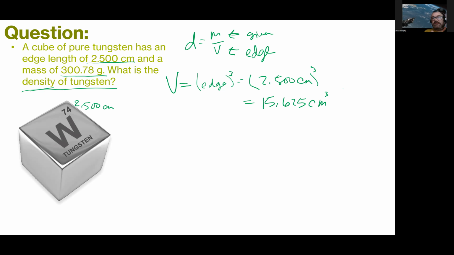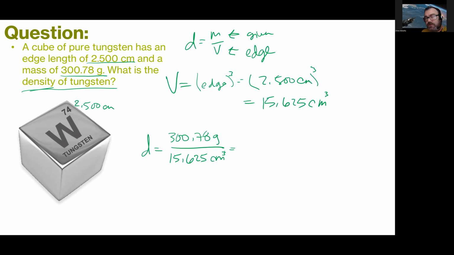We were given the mass, we've just found the volume, so we can get the density. Our density equals mass over volume. The mass we were given was 300.78 grams. The volume we just figured out is 15.625 centimeters cubed. So we're going to divide this. Notice none of these units are going to cancel out, because density should have a mass unit and a volume unit together. So we're going to have grams over centimeters cubed.